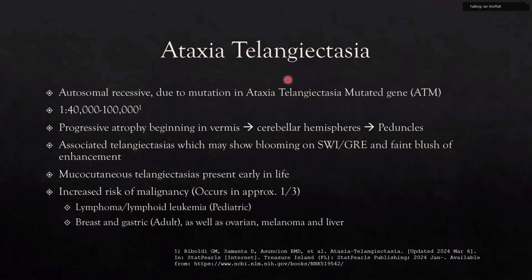Ataxia telangiectasia. So another autosomal recessive condition due to a mutation in the ataxia telangiectasia mutated gene. The incidence of this is more common, about 1 in 40 to 100,000. You get progressive atrophy beginning in the cerebellar vermis, then moving to the cerebellar hemispheres, then peduncles. And you can have associated telangiectasias, which may show as blooming on SWI or a faint blush of contrast. They'll typically present clinically with mucocutaneous telangiectasias early in life, and they do carry an increased risk of malignancy, lymphoma and leukemia in pediatric populations, and breast and gastric, typically in adult populations.